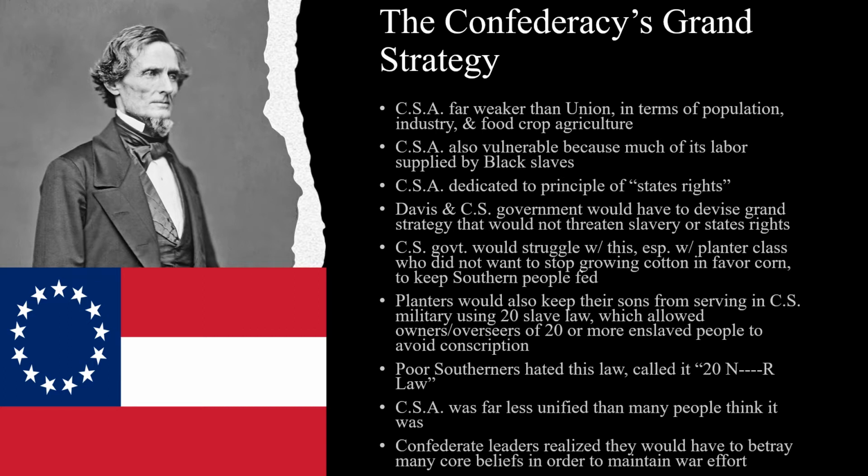As time would go on, President Davis would realize that if the Confederacy and the Southern pro-slavery nationalism were to survive, then states' rights would have to be overridden for the good of the C.S.A. as a whole. The conflict between states' rights and Southern nationalism would cause resistance to the Confederate government in the South, which we'll talk about more later.